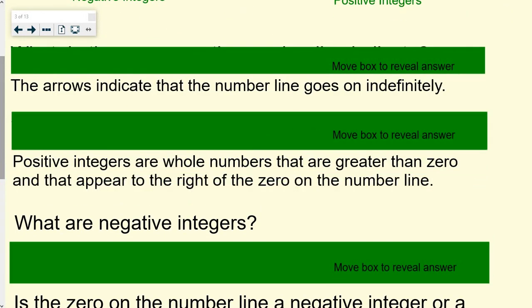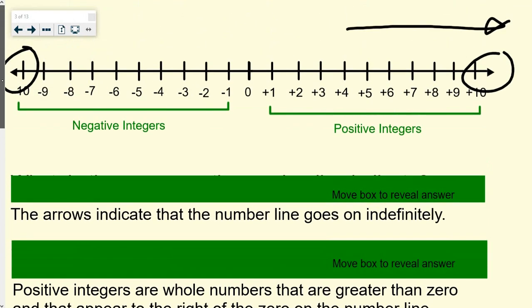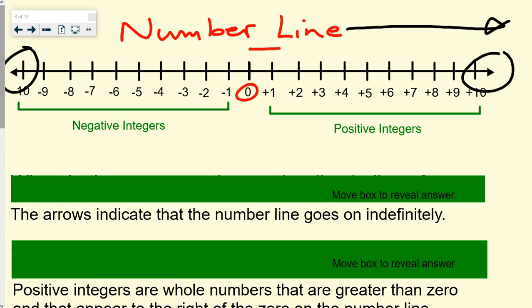Positive integers are whole numbers that are greater than 0, and appear to the right of the 0 on the number line. This is a number line right here. I'm assuming that you've seen this before and that you know this. So anything right of 0 is positive and left of it is negative.